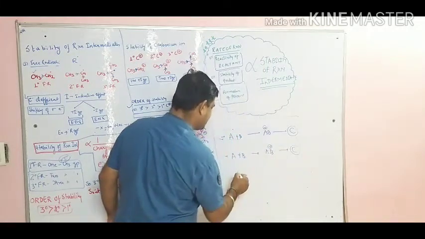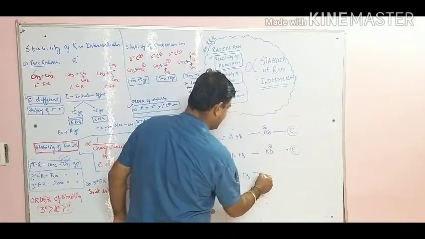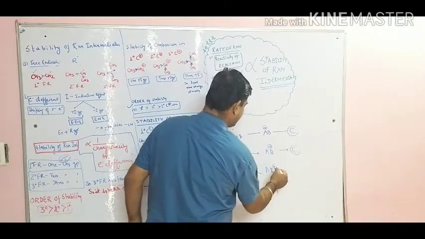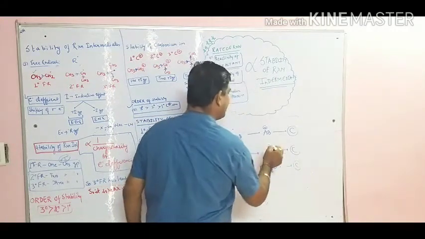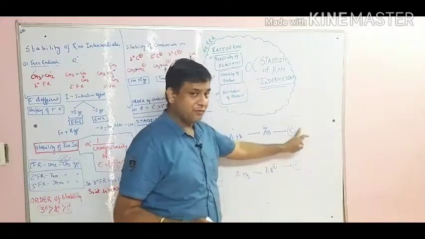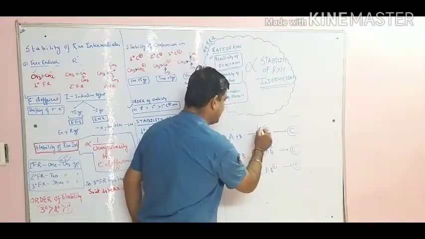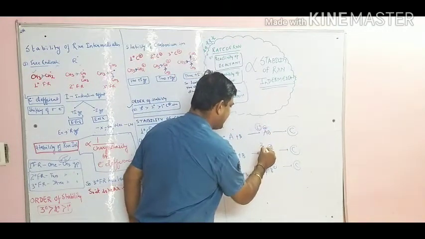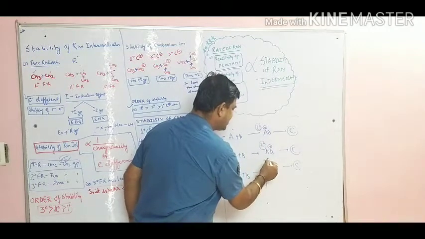The final product is always C. A plus B are reacting, forming AB plus, and the final product is C. But the point is that the product is the same, the nature of the product is the same. The point is that here the intermediate is a primary intermediate, here it is a secondary intermediate, here it is a tertiary intermediate.